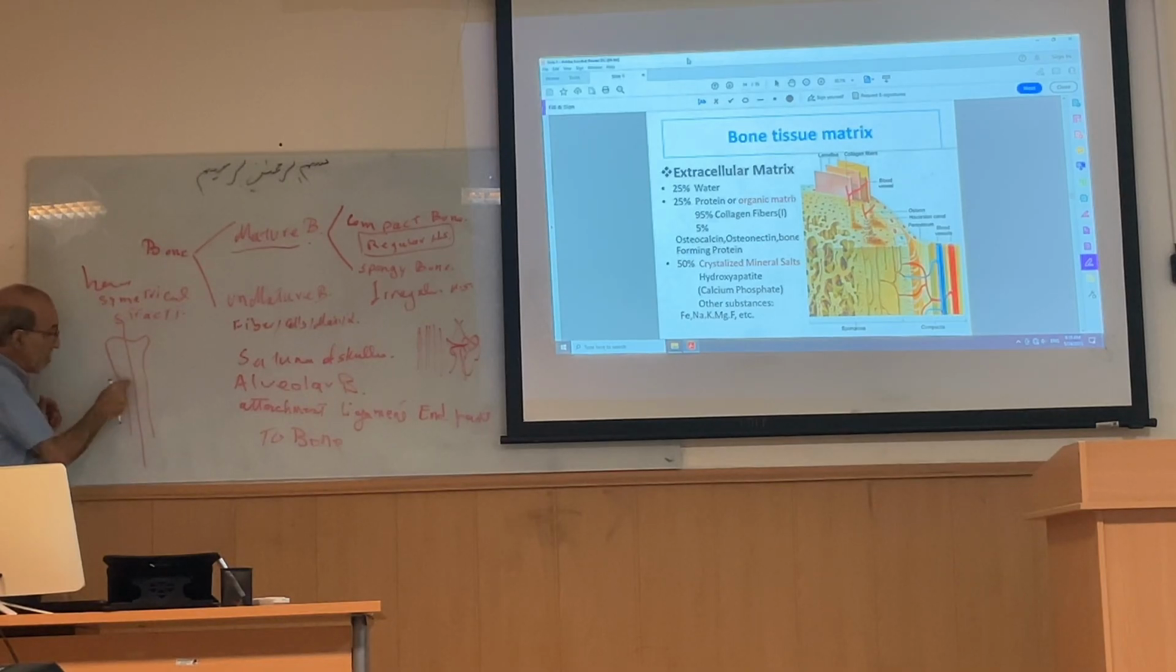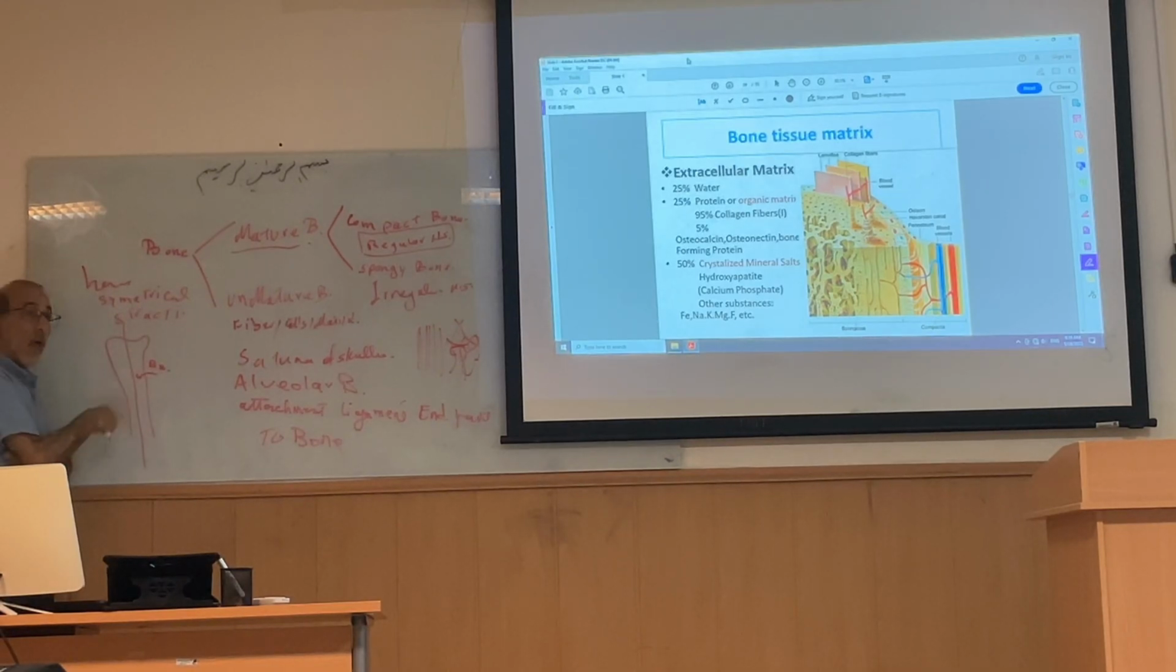In the middle of the bone, you have bone marrow. Are you clear now about bone marrow? Yes. Very good. In this part of the bone, you have bone marrow. In young people, you have red bone marrow. In older people, you have yellow bone marrow. This is a symmetrical structure. One bone has a symmetrical structure.